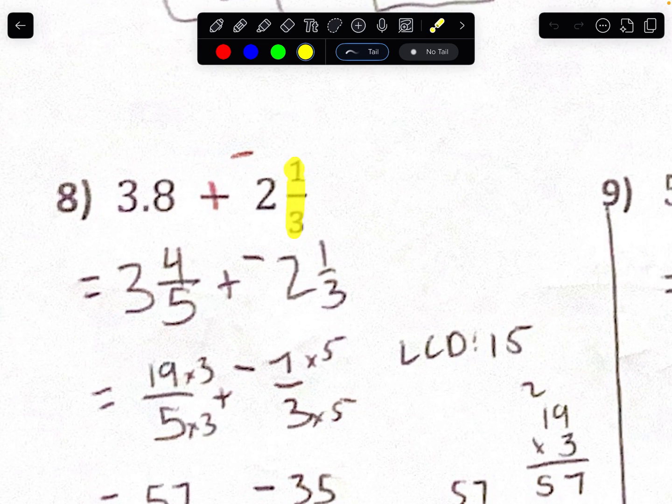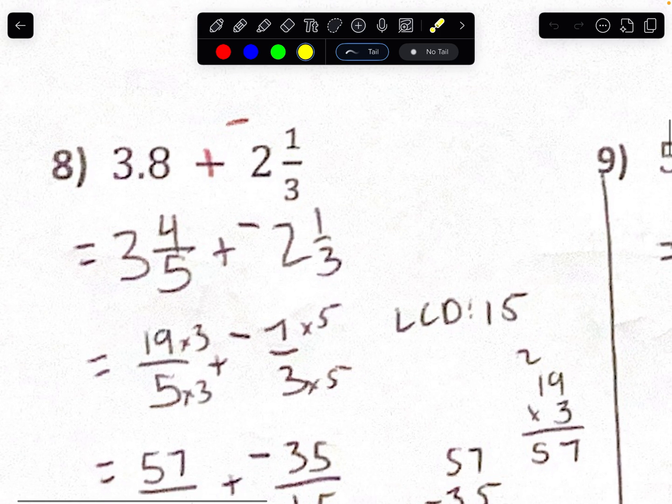Anytime you have a repeating decimal, which 1/3 is, change it. That means we have to keep it, but we need to change the 0.8 into a fraction. So 0.8 is the same thing as saying 4 over 5. So 4 over 5 plus negative 2 and 1/3.